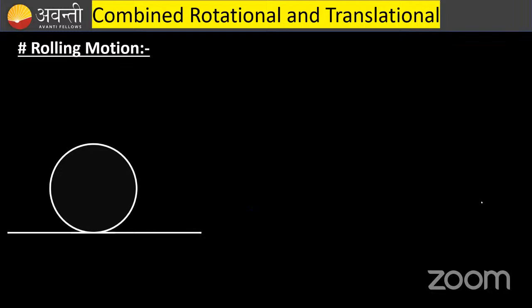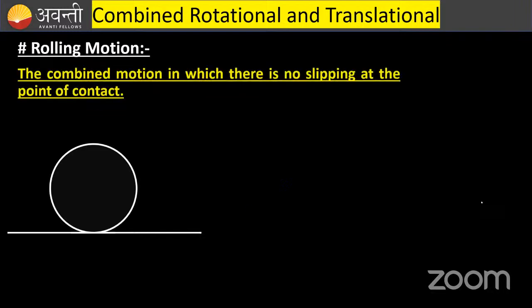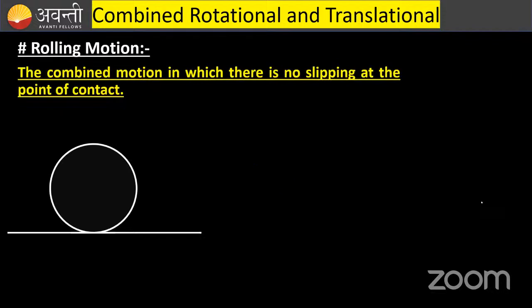Now, when we talk about rolling motion, what is rolling motion? The combined motion in which there is no slipping at the point of contact. Can you see the point of contact? This is point of contact A. If the velocity of the point of contact is zero, then this is known as rolling motion. It has translational motion, it has rotational motion, but the important thing is the point of contact always remains at rest with respect to the surface on which it is moving.